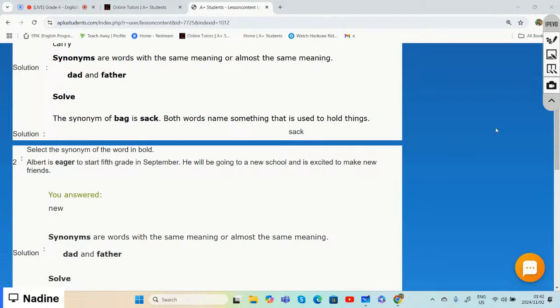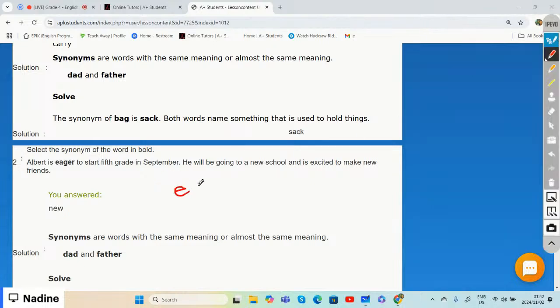It says, Albert is eager to start fifth grade in September. He will be going to a new school and is excited to make new friends. What is another word for eager within the next sentence?